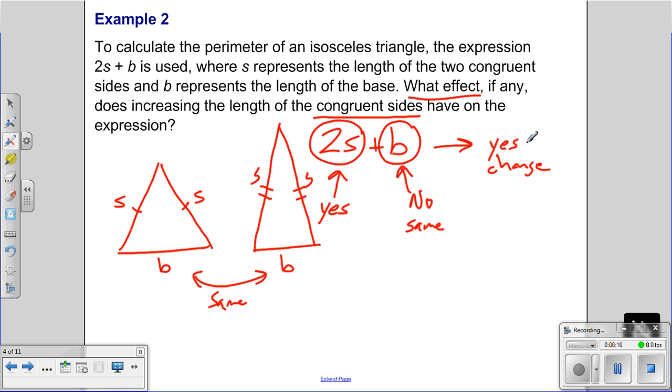But we have to think what actually changes. The sides change, the 2 doesn't change, the number of sides in the triangle doesn't change. The S changes, which causes this term to change, which inherently causes the whole term to change. But notice the B stays the same, the 2 stays the same. So again, looking at the different pieces of the expression, what changes, what doesn't.